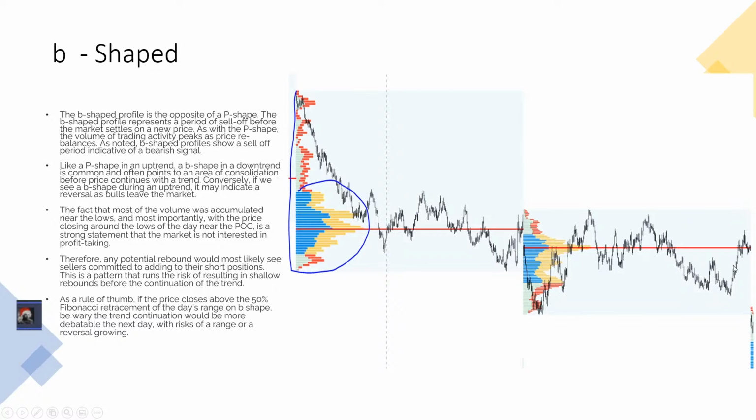Once you reject the POC, you're going to go to the next level, probably test the low of the day of the previous day, as they did here, and they supported it multiple times. And then once you break that, it gives you the next set of targets to the bottom. Okay.